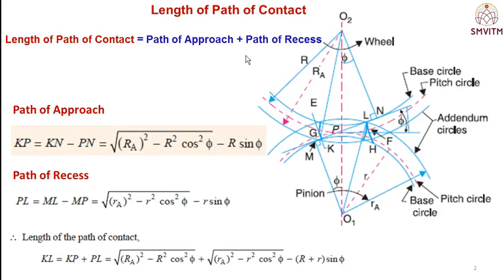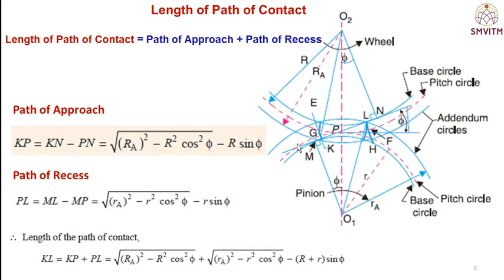Length of path of contact is the sum of the length of path of approach and the path of recess. For example, in this figure the length of path of contact is K to L. K to P is the path of approach and P to L is the path of recess. The path of approach equals square root of RA square minus R square cos square phi, minus R sin phi, where capital RA is the addendum circle radius and capital R is the pitch circle radius of the gear, and small ra and r represent the corresponding values of the pinion, that is the addendum circle radius of the pinion and the pitch circle radius of the pinion, and phi is the pressure angle. This is the pressure angle.